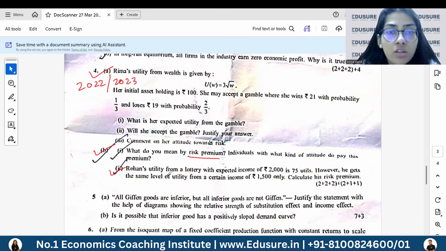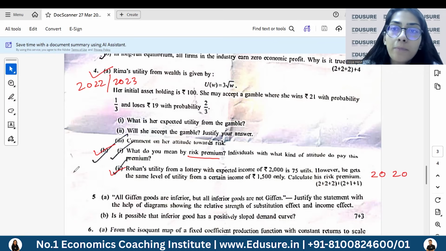And part 2, Rohan's utility from a lottery with expected income of this is 75 utils. However, he gets the same level of utility from a certain income of 1500 only. Calculate his risk premium. This is a repeated question. Again, values कुछ different होंगे, but same question है 2020 का. You can refer to that question.